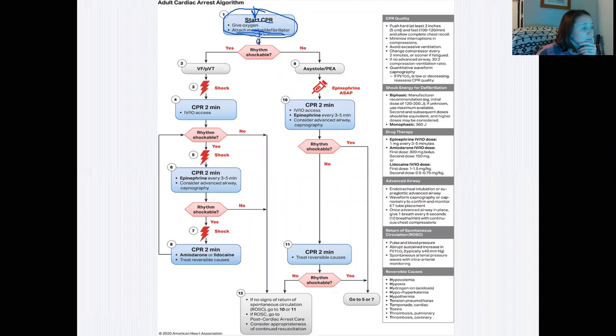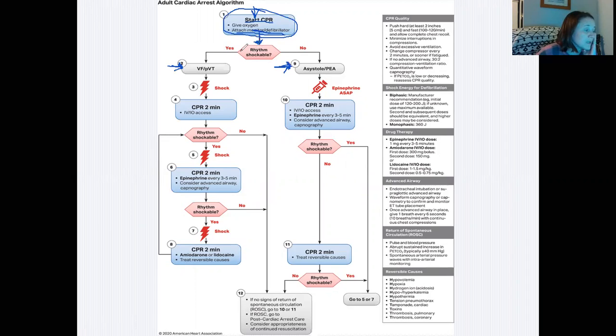Next up, we're going to determine, is it a shockable rhythm? Remember, shockable rhythms are VTAC and VFib. Not shockable rhythms are asystole and PEA. It's listed right on here. See how much I love algorithms? So you need to be very familiar with these algorithms. You basically need to memorize this pathway here.